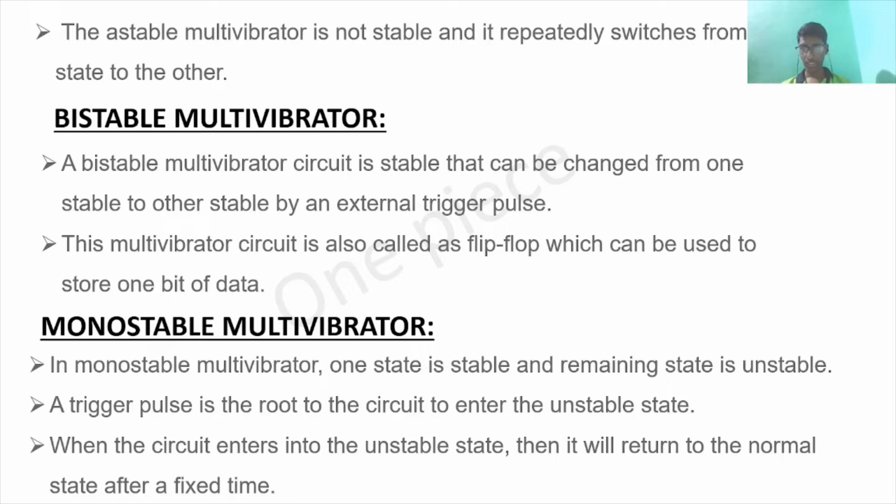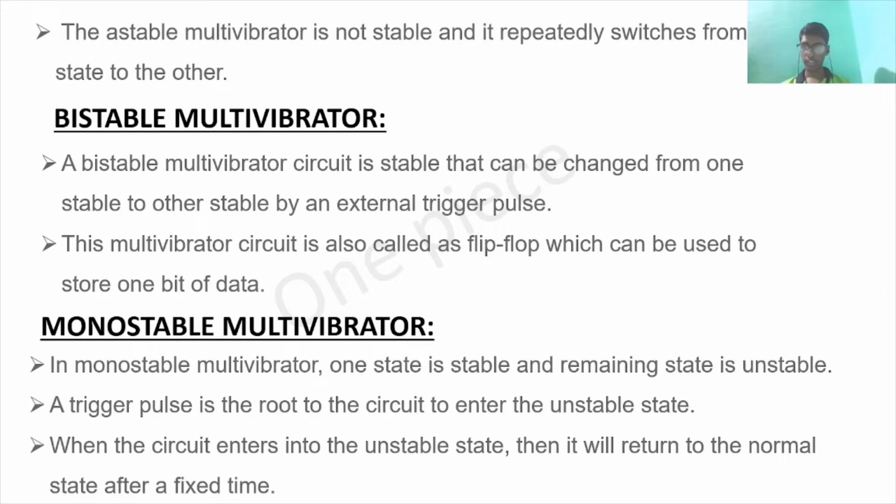If we go for the monostable multivibrator, one state is stable and the remaining state is unstable. A trigger pulse is required for the circuit to enter the unstable state. When the circuit enters the unstable state, it will return to the normal state after a fixed time.